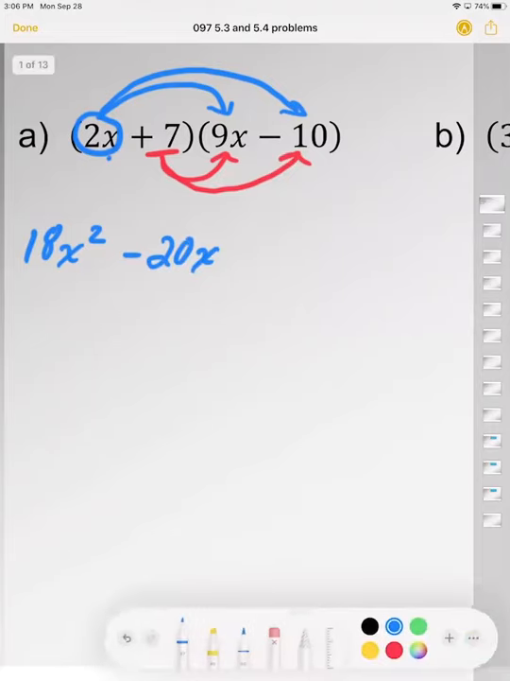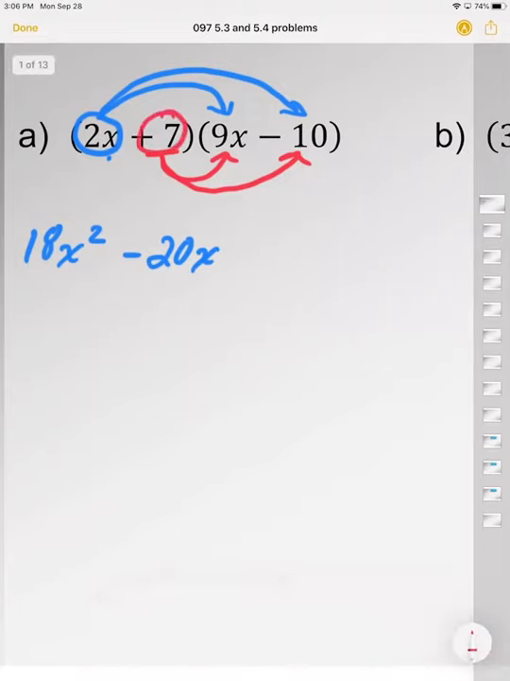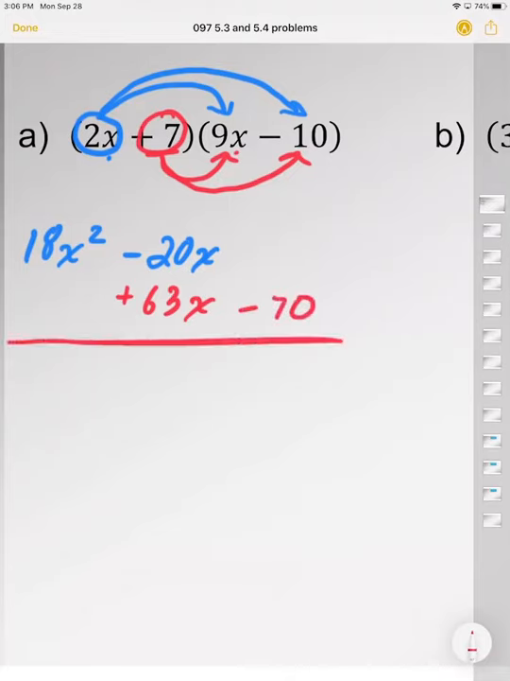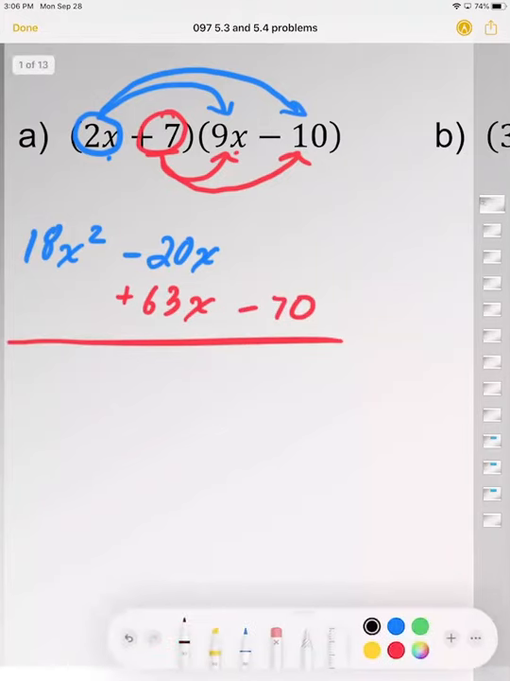And that is where my blue ink comes from. I took the 2x times the second parenthesis. I have to do the same thing with the 7, and 7 times 9 gives me a positive 63. Bring down my x, because there's an x here, and 7 times a negative 10 gives me a negative 70.